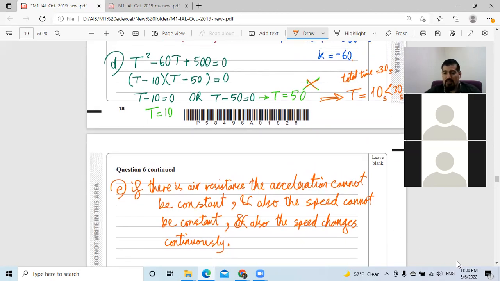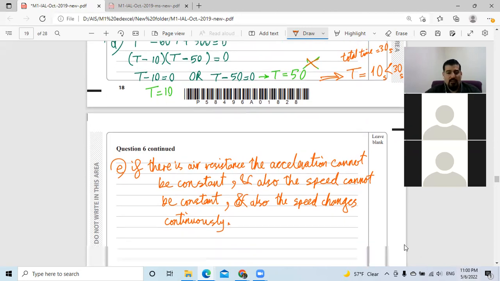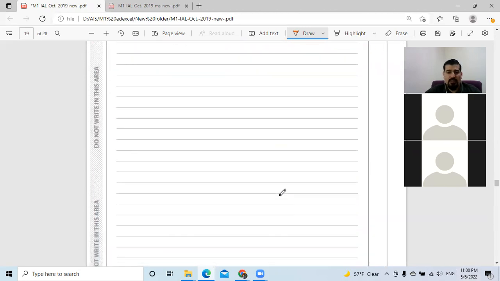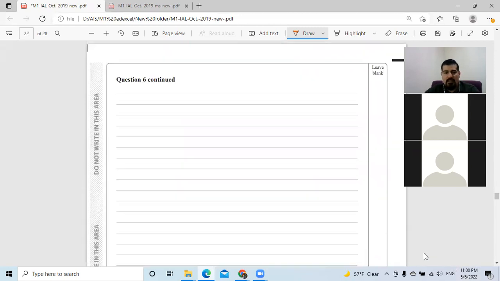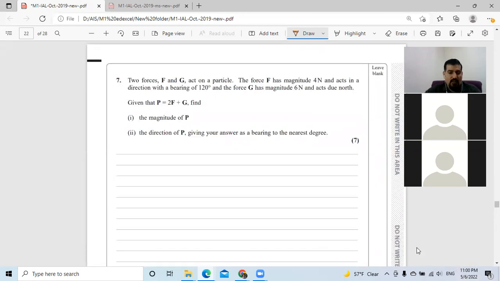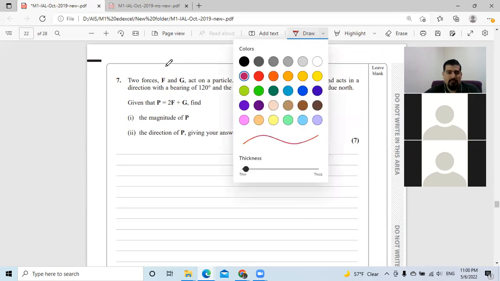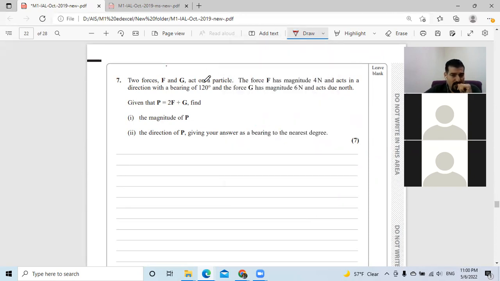This is question number 6, and this was 1 hour. We have another 2 questions. Let's move on to question number 7. In question number 7, what do we have here? Two forces, F and G, act on a particle. The force F of magnitude 4 Newton acts in the direction of bearing 120, and the force G of magnitude 6 Newton acts in the north direction.